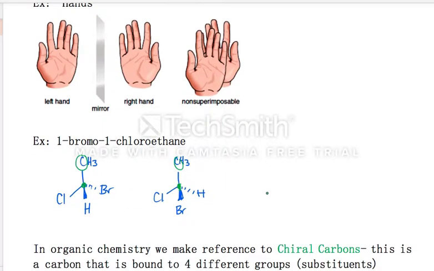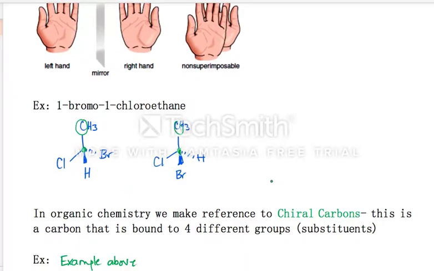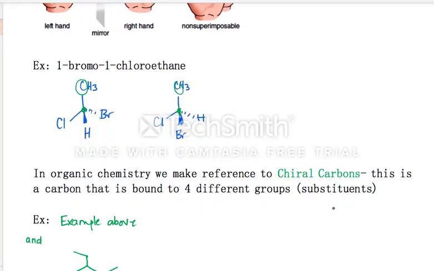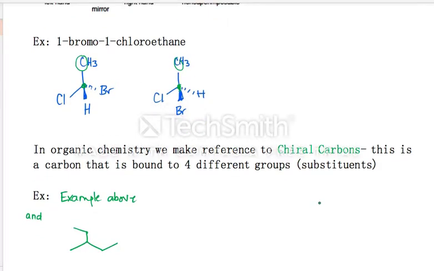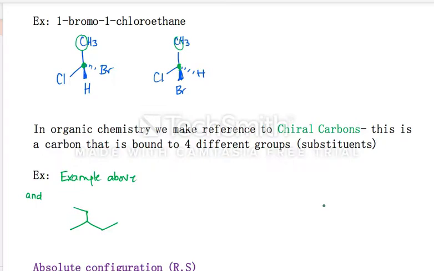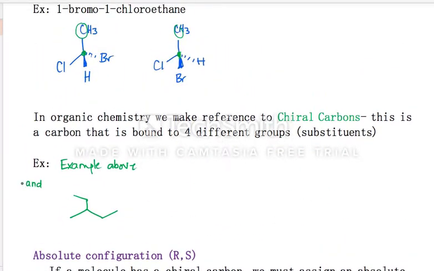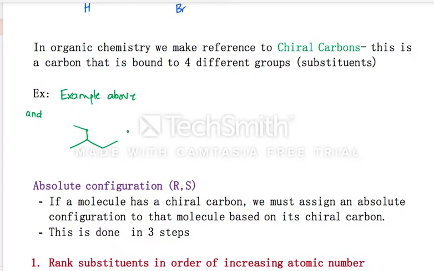Okay? Now in organic chemistry, we refer to a chiral carbon or chiral carbons. What are chiral carbons? Well, chiral carbons are carbons that are bound to 4 different groups or substituents. Because you have a chiral carbon, your molecule will be a stereoisomer or a chiral molecule. Now let's take a look at an example here. I said this is an example of 2 chiral molecules, and here I put another example.